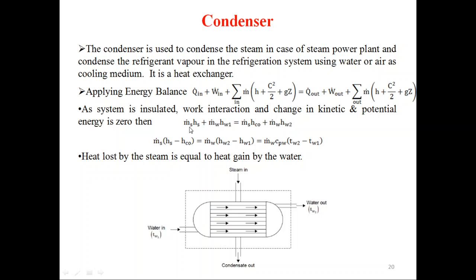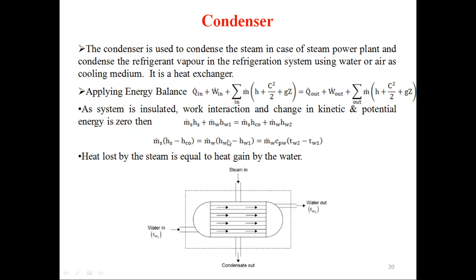So we will get ṁs, because at the entry we have two entries, this entry and this one, and for the steam we have considered mass as ṁs, and for the water we have considered the mass ṁw. So ṁs hs plus ṁw hw1 is equal to ṁs into hco, co means condensate out, plus ṁw, because this mass flow rate will remain the same at the entry of water in and at the exit of water out, into hw2. If you take the ṁs term common on one side, you will get ṁs (hs minus hco) is equal to ṁw (hw2 minus hw1).